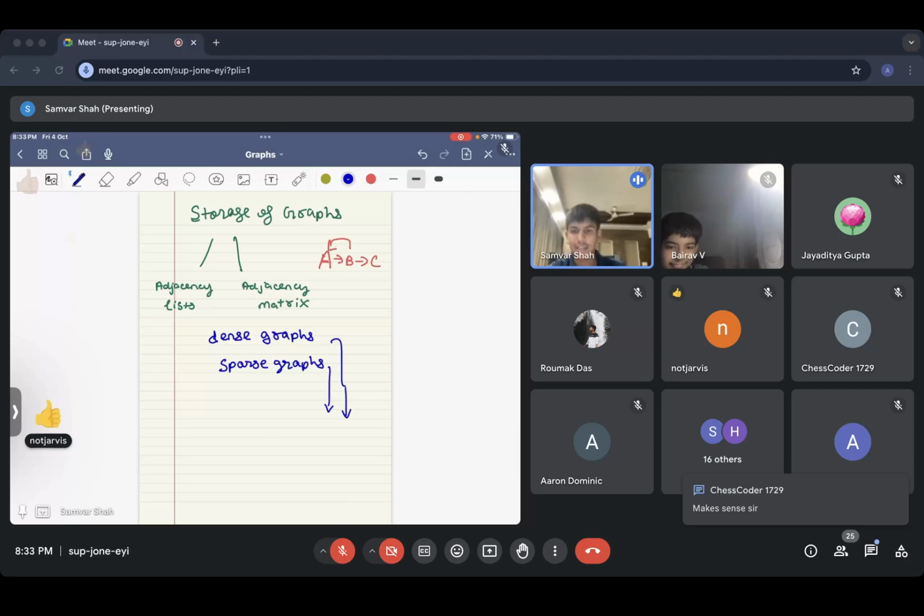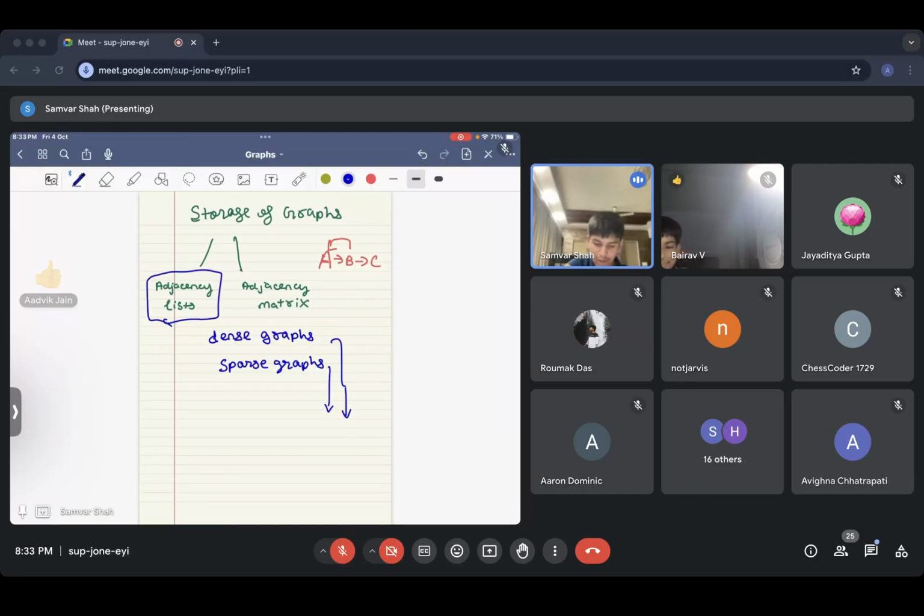That's exactly right. So this was just a side note that you have two different types of ways in which you can store a graph, and both of them are equally correct. But in different use cases, you have different ways in which you can store the graph. But as someone had written, generally we do use adjacency list, but adjacency matrix is also used in some cases.